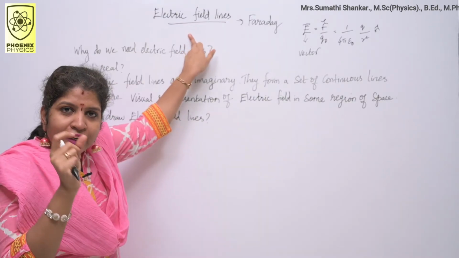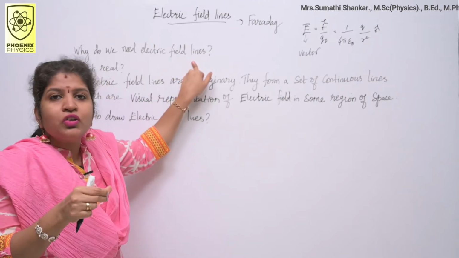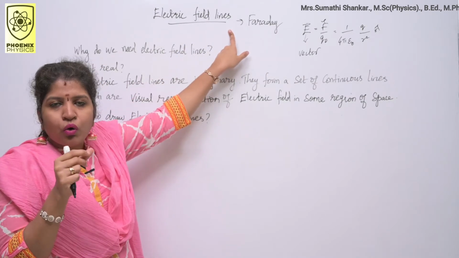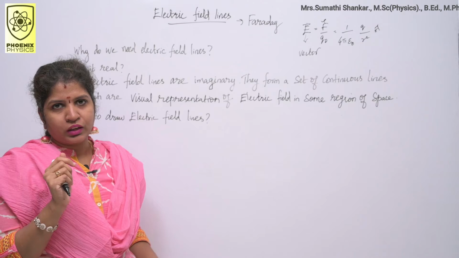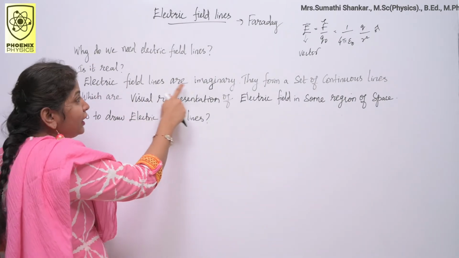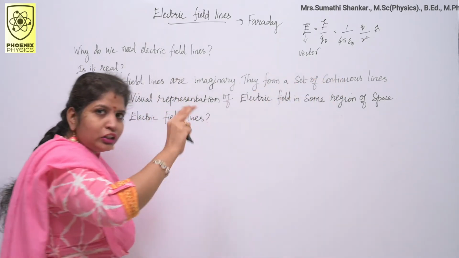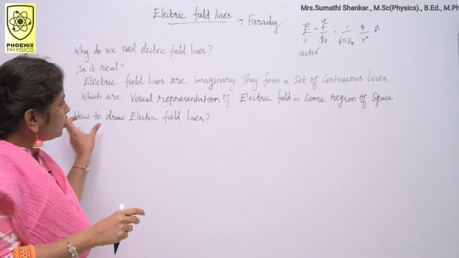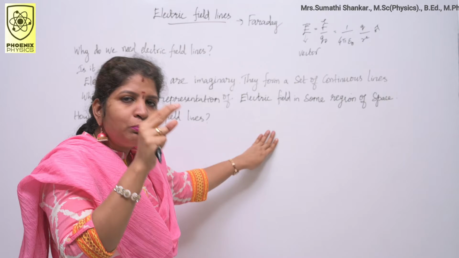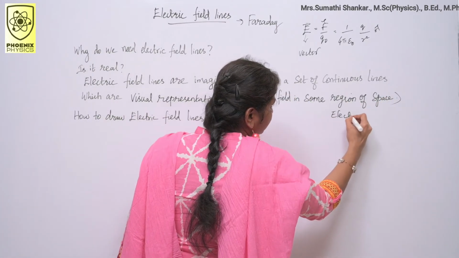Why do we need electric field lines? Because the electric field vectors are visualized by the concept of electric field lines. So we need electric field lines. Is it real? No. Electric field lines are imaginary lines. They form a set of continuous lines which are a visual representation of electric field in some region of space. This is the actual definition of electric field line.